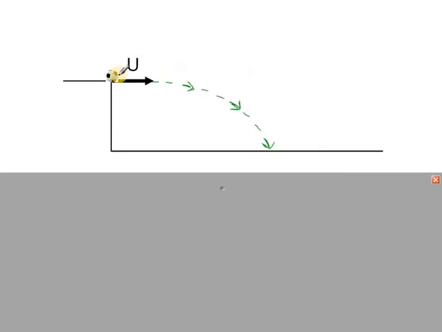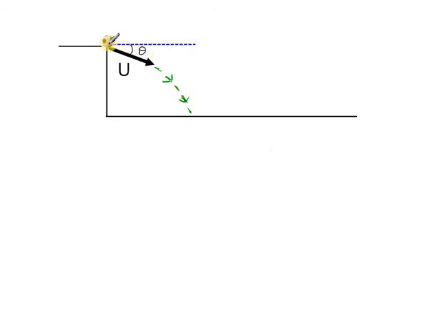Here the ball has an initial velocity which only has a horizontal component. The ball is projected horizontally from this cliff. There is no initial vertical component to the velocity of the ball. And here the ball is projected at an angle theta below the horizontal.